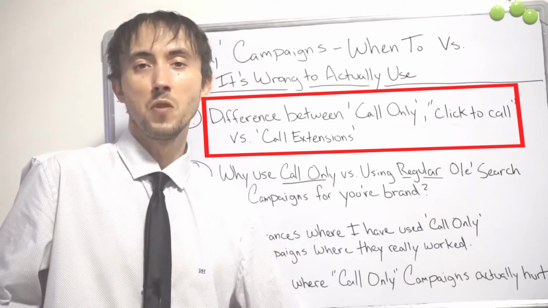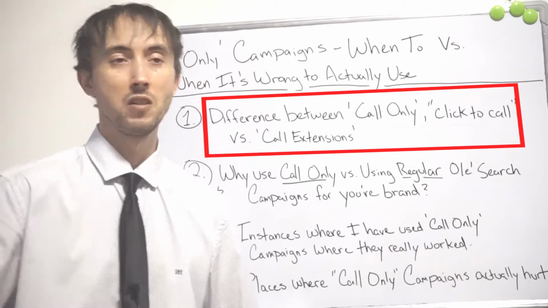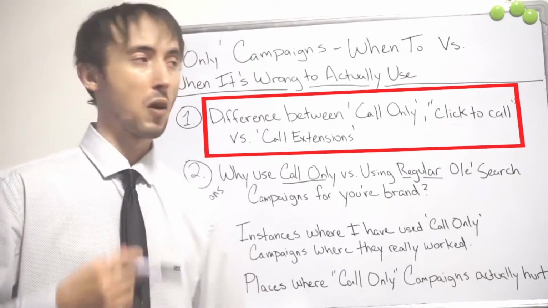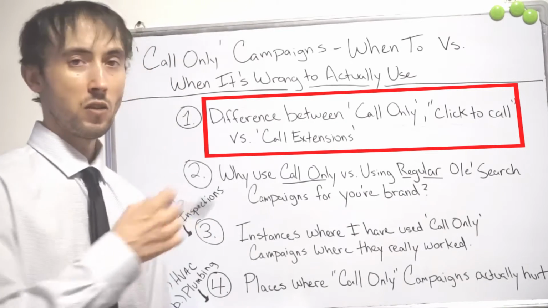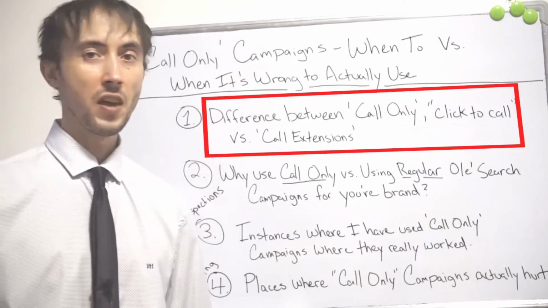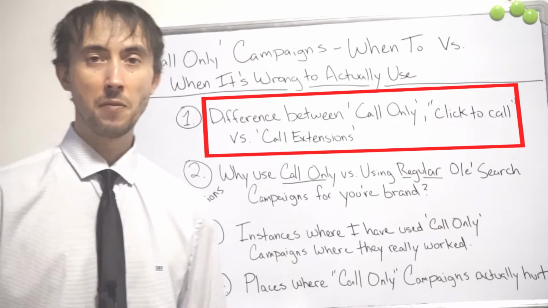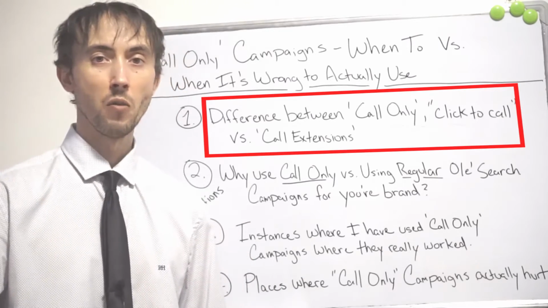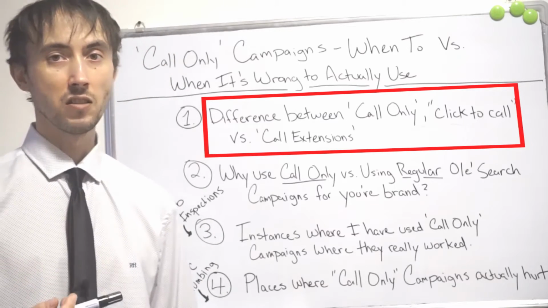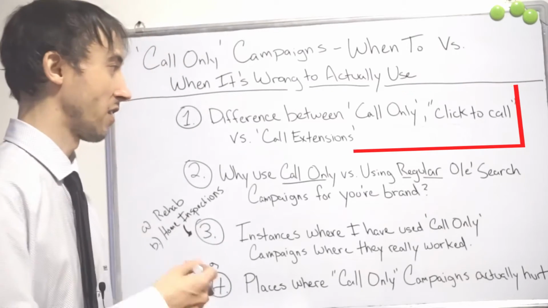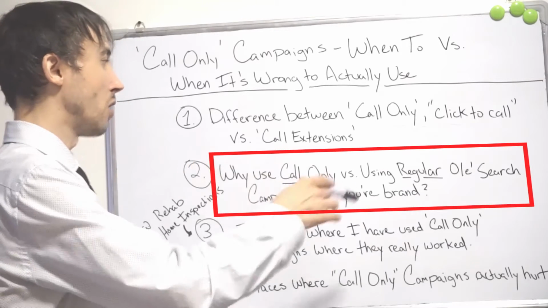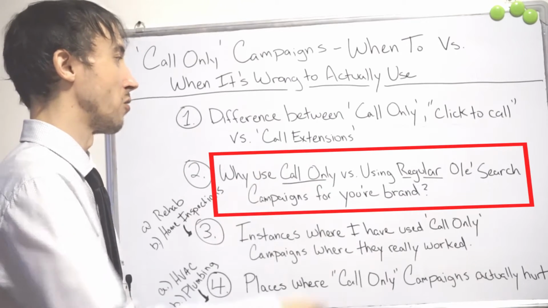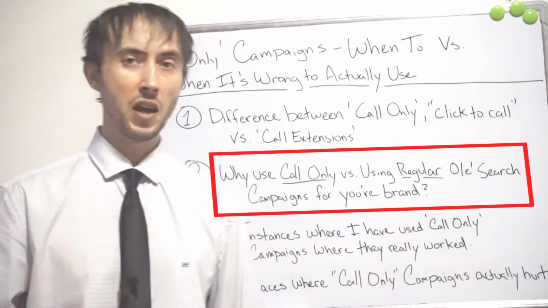Just gives you, for me, the best awareness about what's going on, and I would recommend it to you as well. So as a default, if you're going to try call-only, you definitely should track through CallRail what's going on, because again, it's a little funny to track and see how those work. But why would you use call-only specifically versus the regular old search campaigns for your brand?